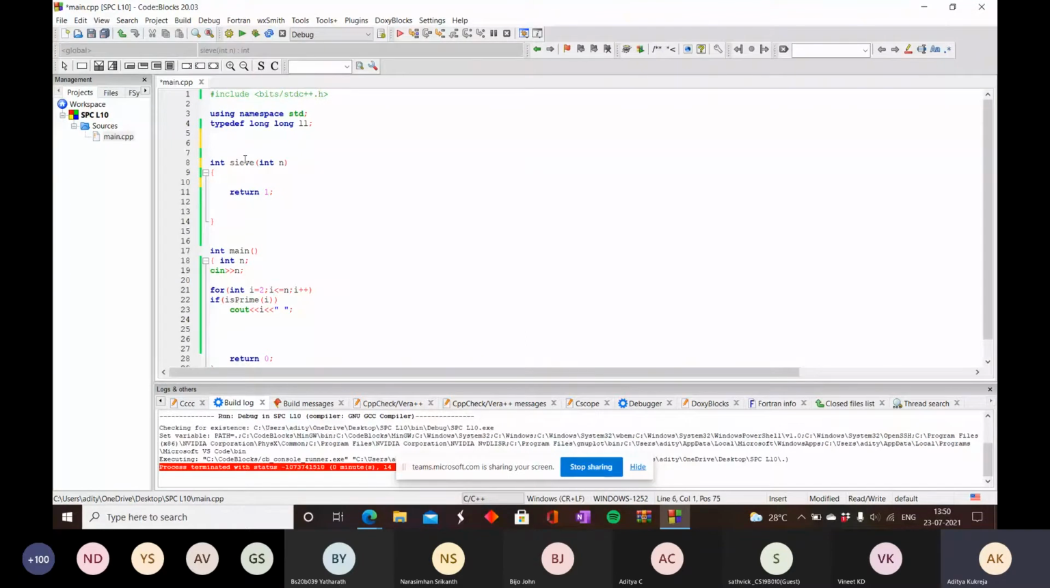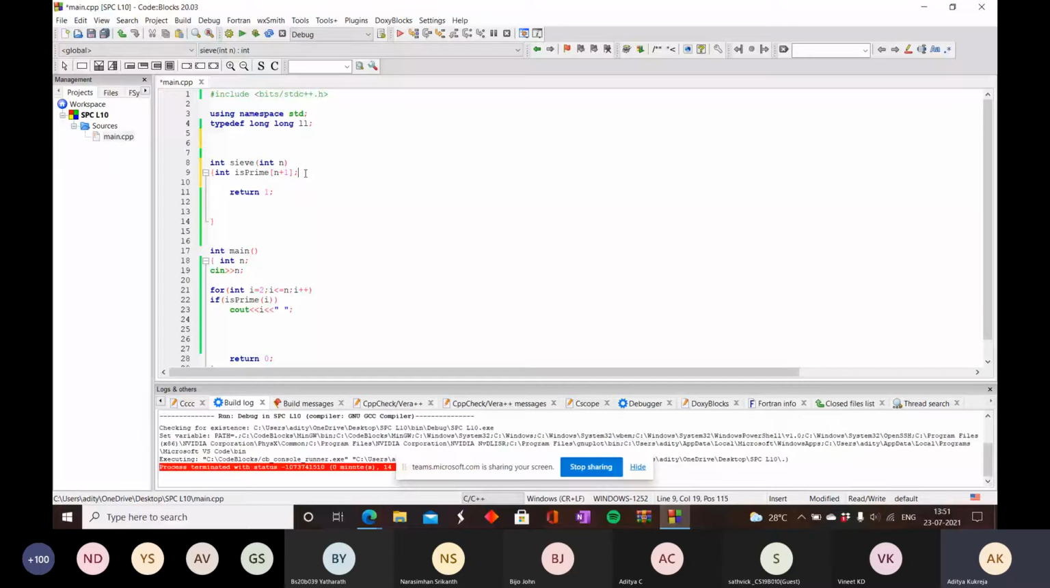So we'll write an array, int is prime n. We'll put this inside here, Control X, and the size of it will be n+1, because the indexes would be marked from 0 till n. So that's why we are making the size n+1.